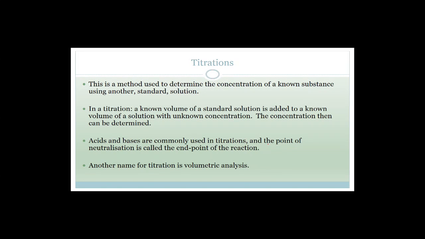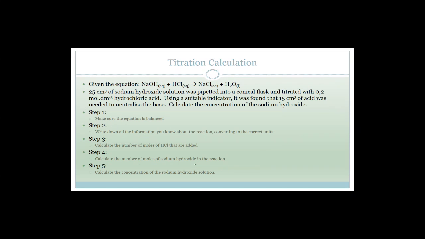So acids and bases are commonly used in titrations, and the point of neutralization is called the end point. So at that point, the acids and bases have reached an end point. And another name for titration is volumetric analysis.